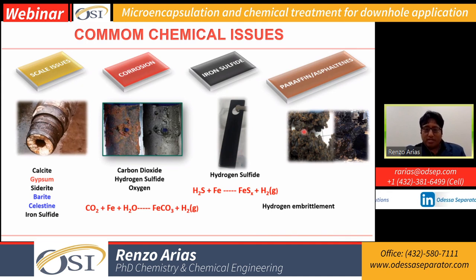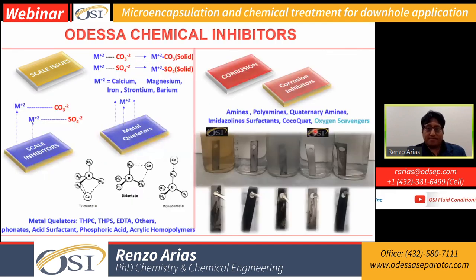So another big issue is the paraffin, of course, and asphaltene. Mostly I have seen paraffin problems. And normally these paraffin problems get worse when they are associated with sand or the scale. So now that we have a little better understanding of what the main issues are that you're dealing with in the oil industry, let me show you what solution we have to offer.